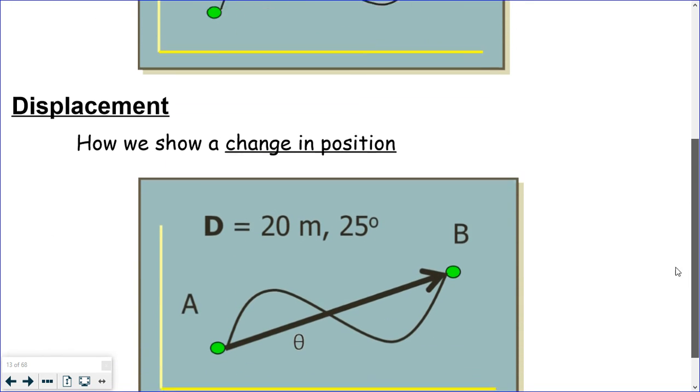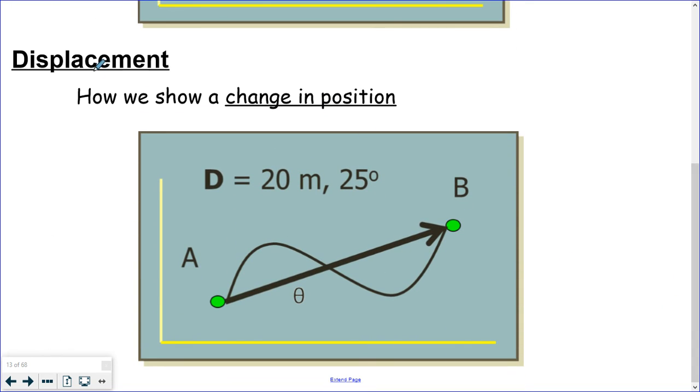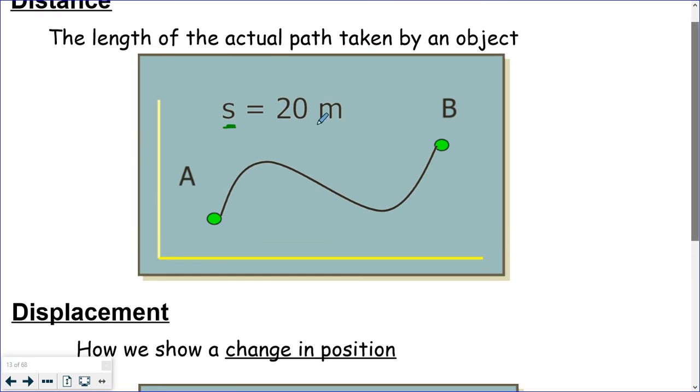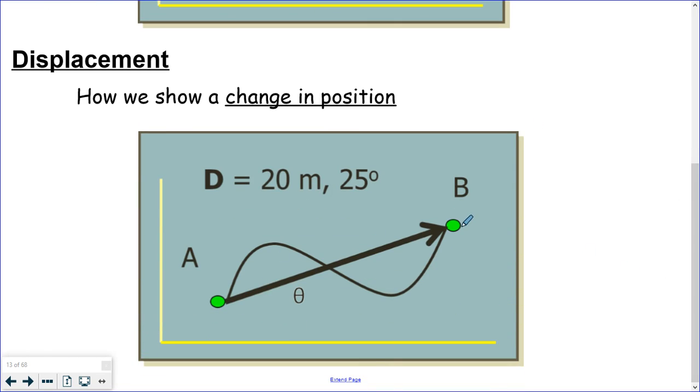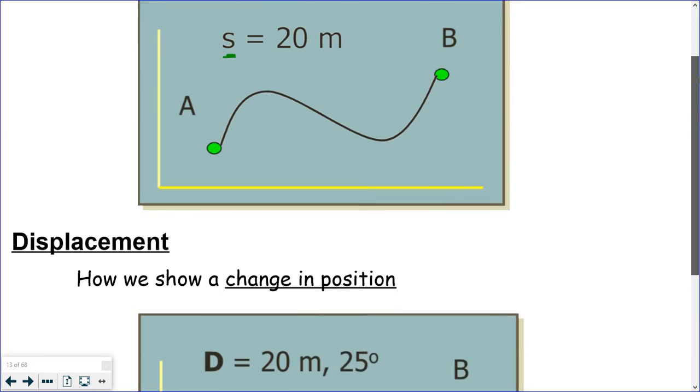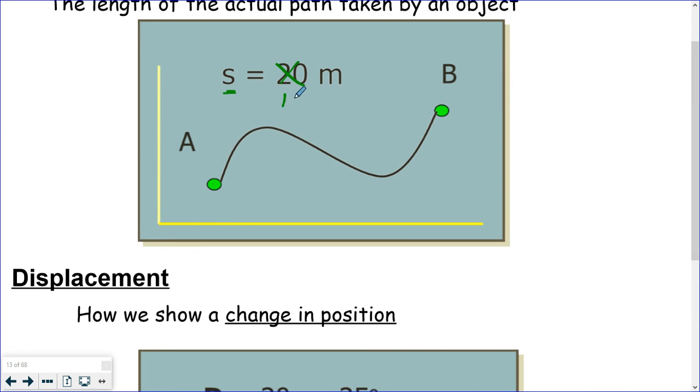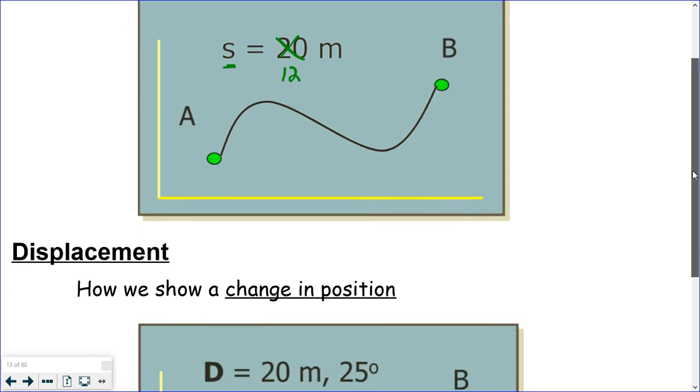And we usually represent that with S. Okay. How we show a change in position is something called displacement. That's a vector. And so a vector is going to be from A to B. We draw our arrow, and then we have an angle here. So we'd say 20 meters from A to B with a 25-degree angle. Now, these aren't very good diagrams because there's no way that this distance is 20 meters and the direct route is also 20 meters. If this was 20 meters for a direct route, this would have to be something less, maybe like 12 meters or something like that. But you get the idea.